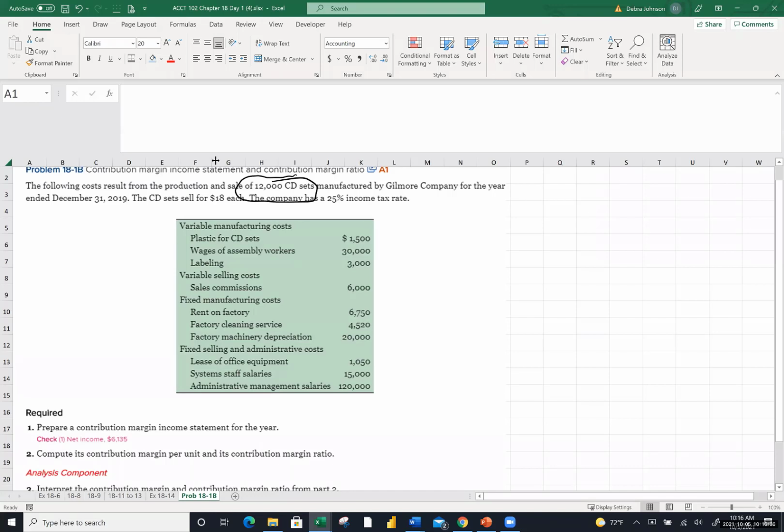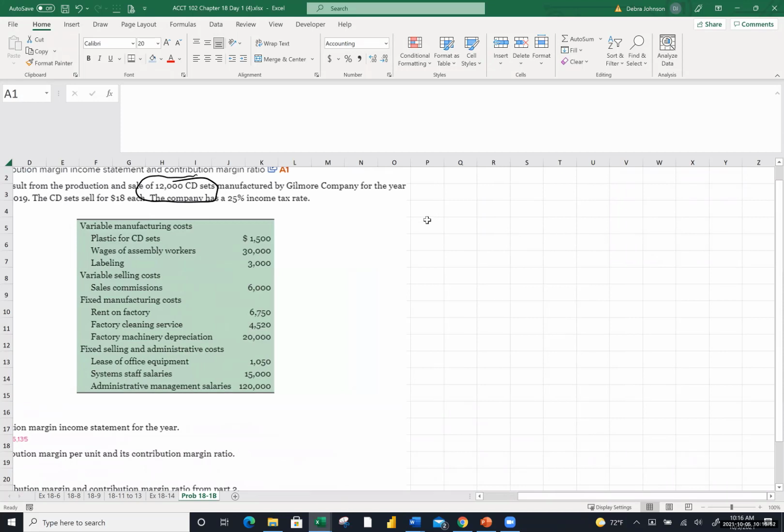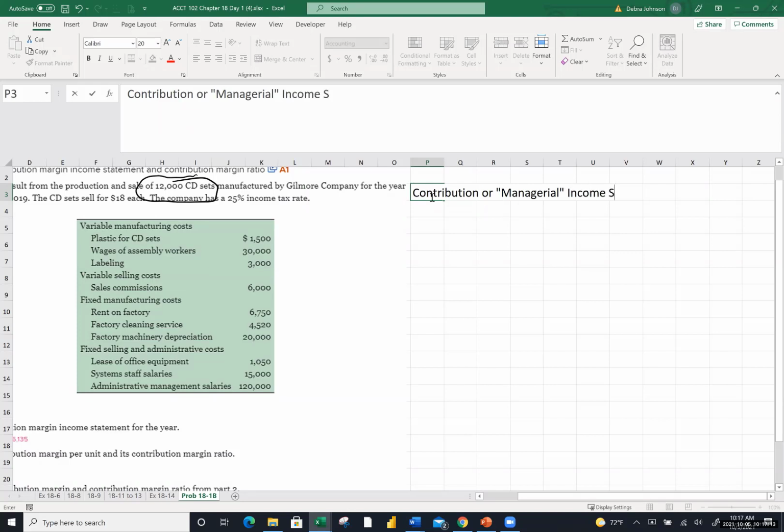Before, if we were given this problem, we'd be doing this traditional income statement. Now they want us to set up the statement differently. They want a contribution margin income statement. So what are they looking for? Here's what they're looking for. I'm going to call this a contribution, or what is the term? We'll call it a managerial income statement.